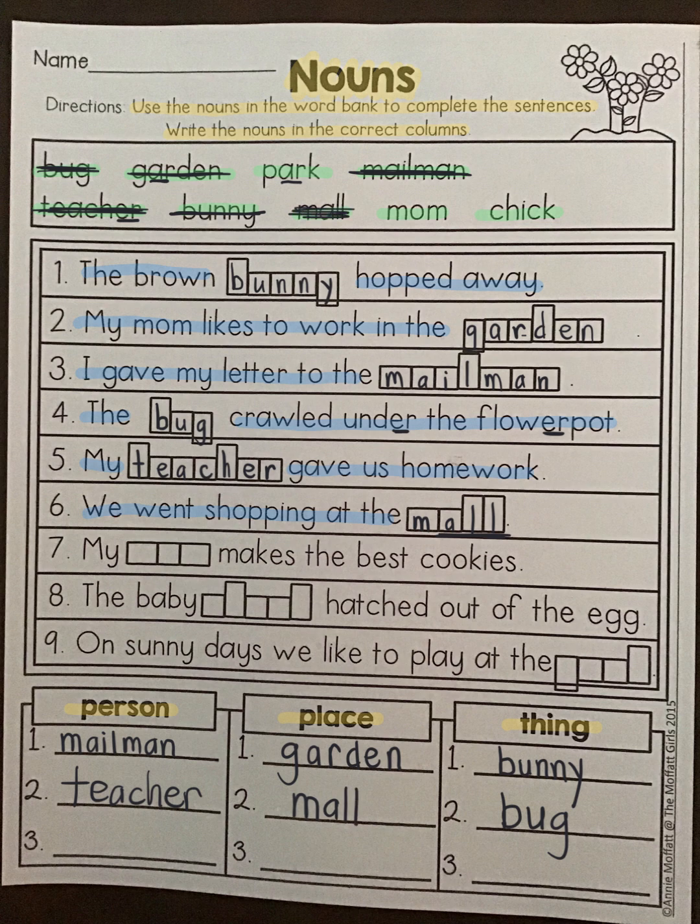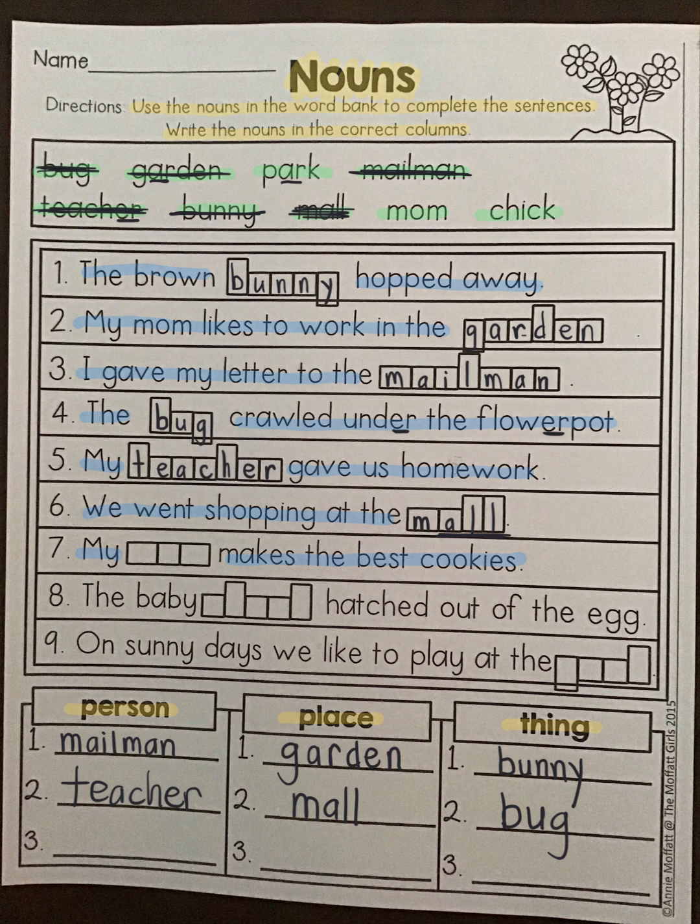All right, I'm going to read the sentences to you. The remaining words in your word bank, you have park, mom, and chick. So number 7 says, my blank makes the best cookies. Does your park make the best cookies? Your mom or your chick? And then you'll write the word underneath person, place, or thing.